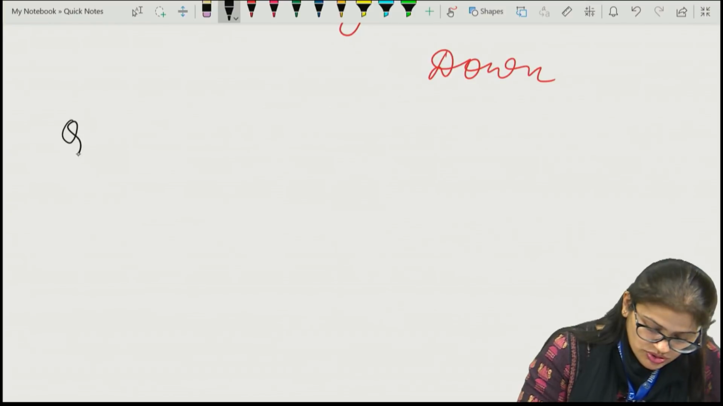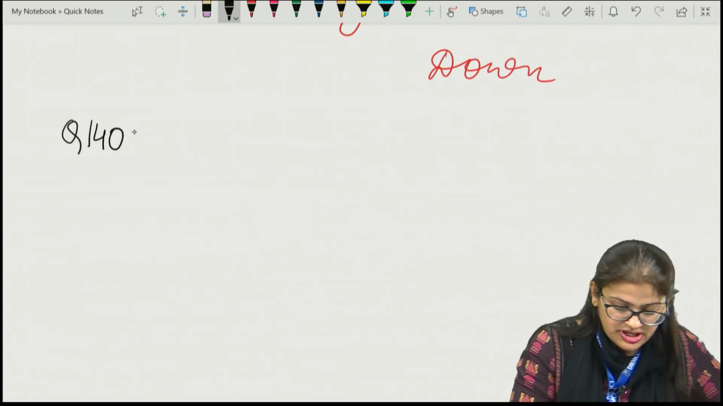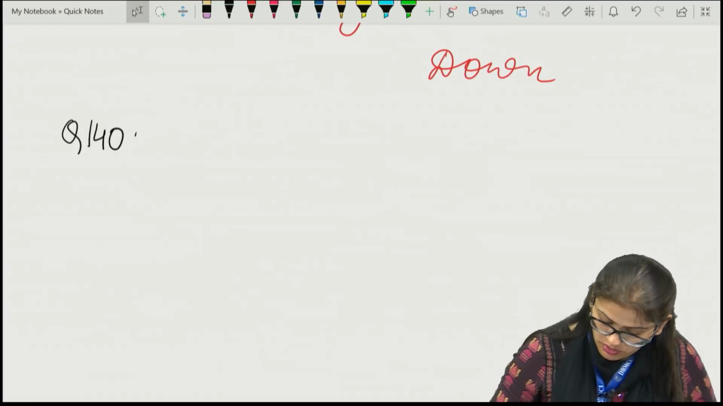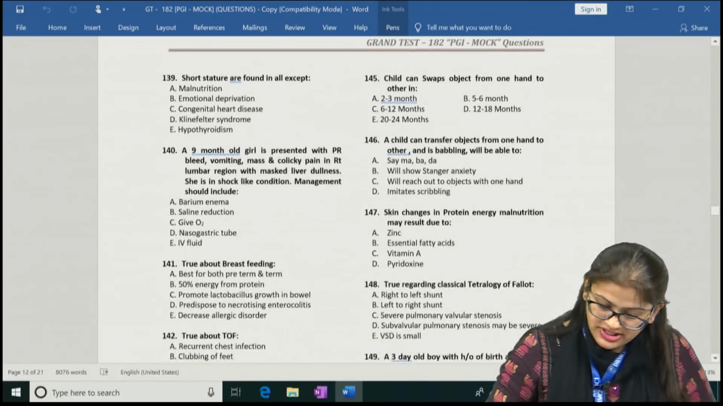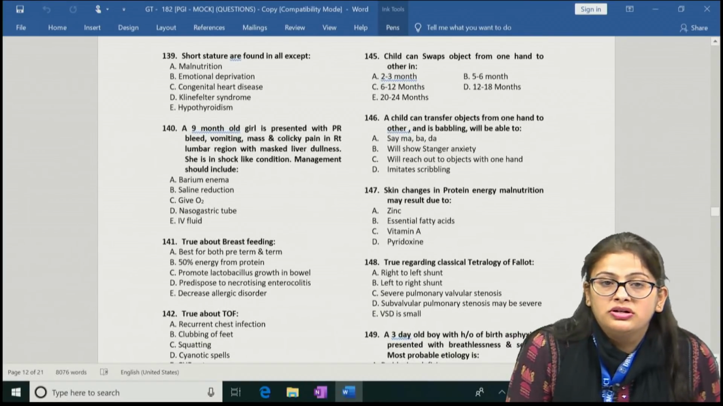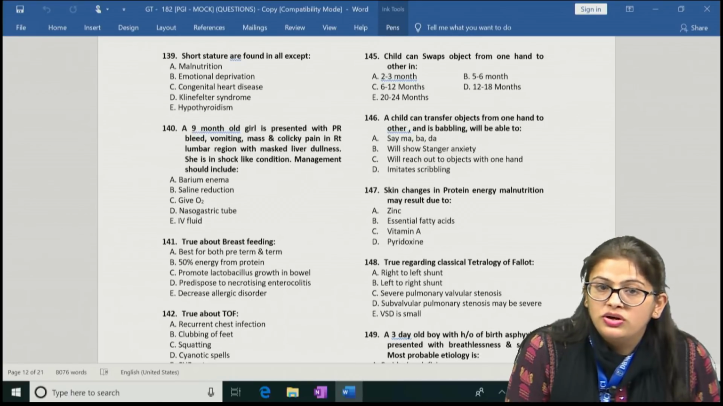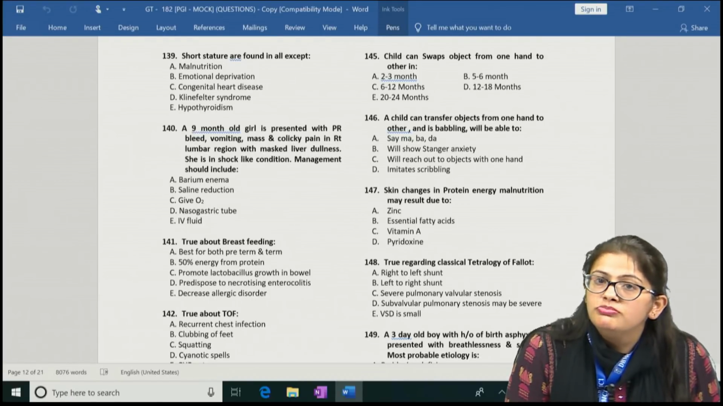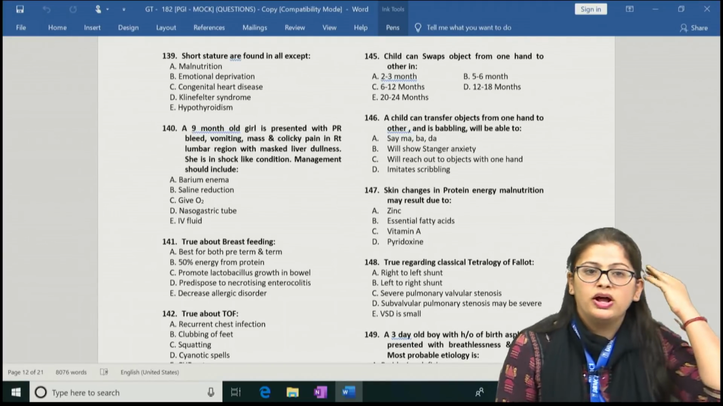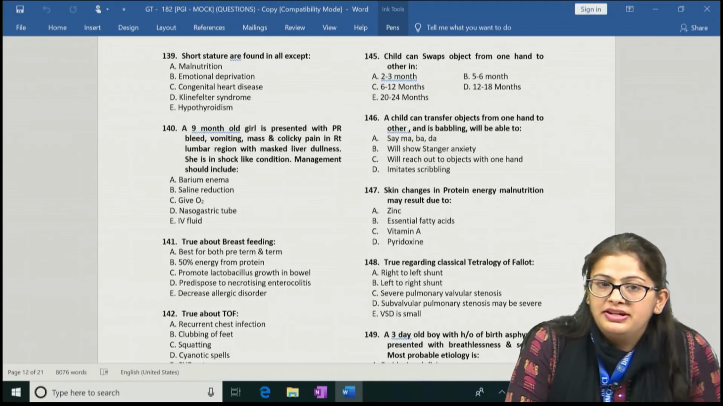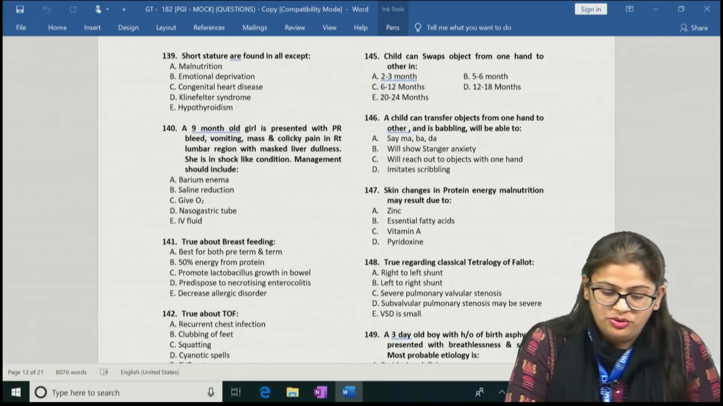So now we come on to question number 140. Question number 140 was: a 9-month-old girl is presented to the emergency with per rectal bleed, vomiting, mass and colicky pain in the right lumbar region with masked liver dullness. She is in a shock-like condition, and management should include, so the options that you had were barium enema, saline reduction, give oxygen, nasogastric tube, and IV fluids.